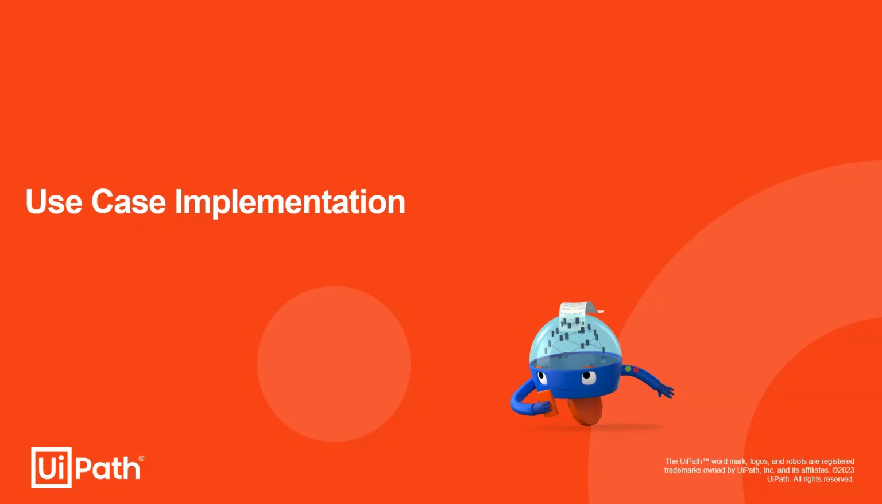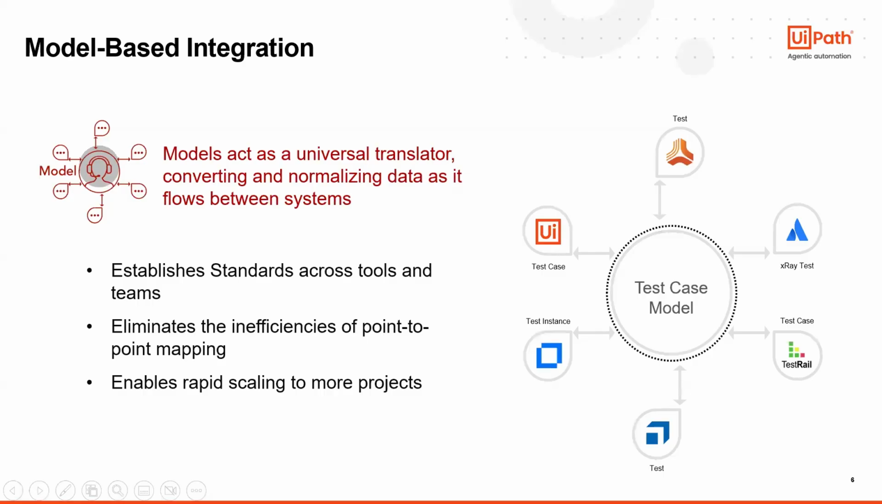Before implementing this use case, we need to understand one concept called model-based integration, and why we have to use it in UiPath Test Manager Connect. First of all, I'll call out the definition: the model acts as a universal translator, converting and normalizing the data as it flows between the systems. By using this definition, we understand that the model is a kind of centralized hub.